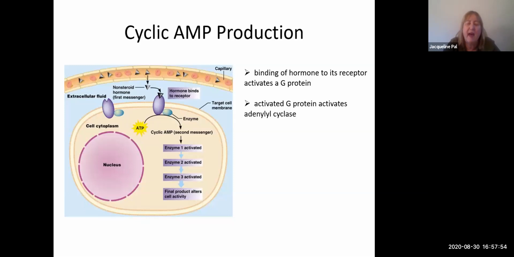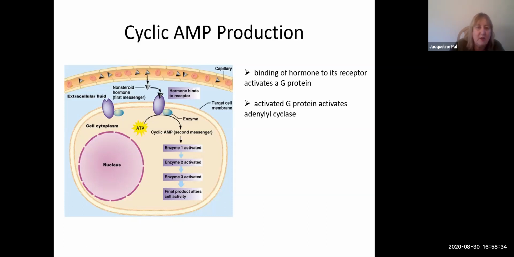Let's talk about how a substance known as cyclic AMP is being produced. For this, what has to happen is the hormone binds to its receptor. Here's the bloodstream, and the black triangles are the hormones. This is considered the first messenger. In this case, it's binding to its receptor, which is a transmembrane protein, which then activates a G protein, which then is going to activate an enzyme. For cyclic AMP production, that enzyme is adenylyl cyclase.